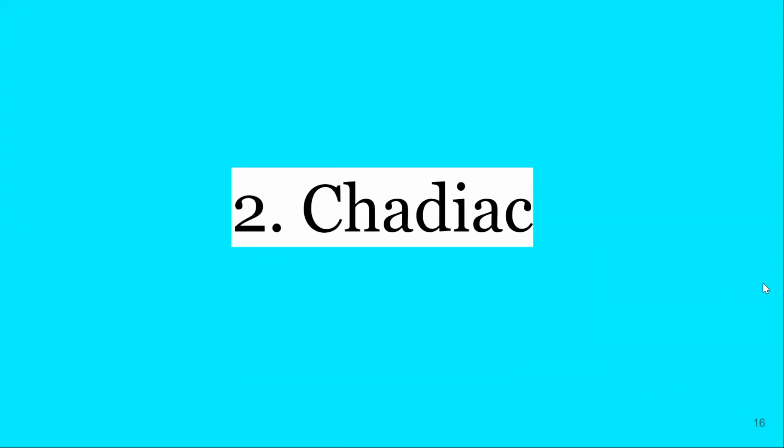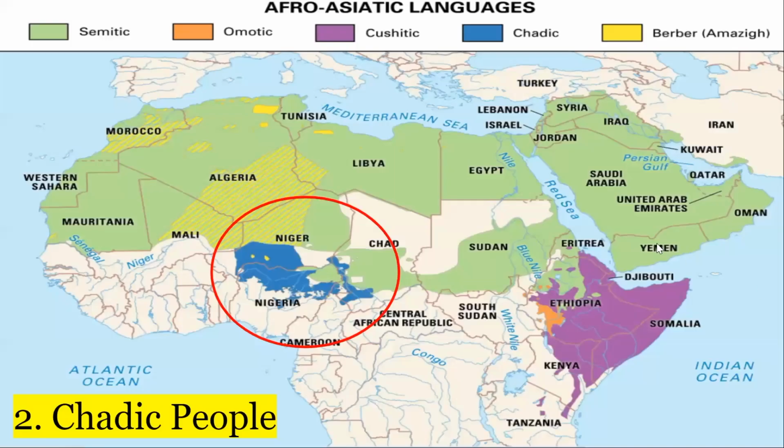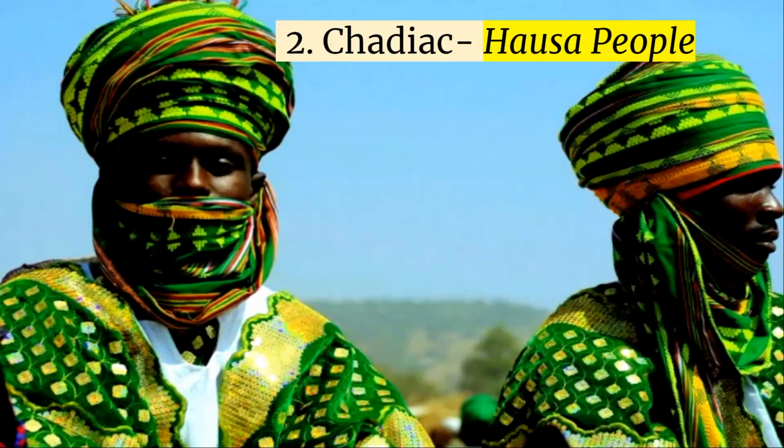The second group are the Chadics. So the Chadics are found in this region of West Africa. The most widely spoken Chadic language is Hausa. The Chadics include over 150 spoken languages across Nigeria, Niger, Chad, Central African Republic, and Cameroon. Hausa is the second most spoken language after Arabic in the Afro-Asiatic group. So when we talk about the Afro-Asiatic group, most people speak Arabic. Then the second largest group is the Hausa language.